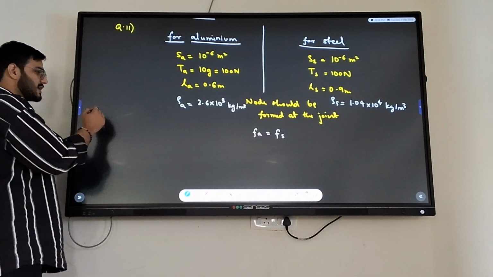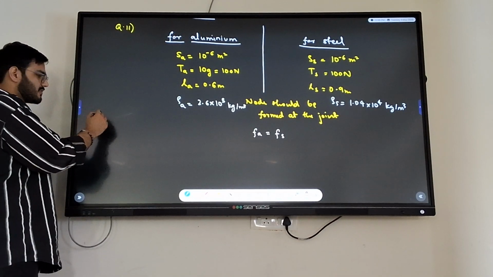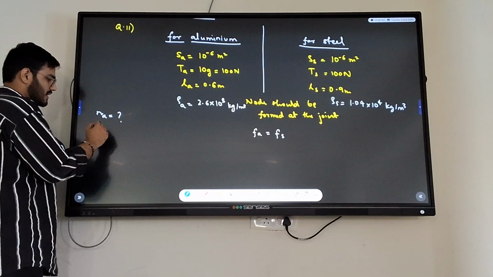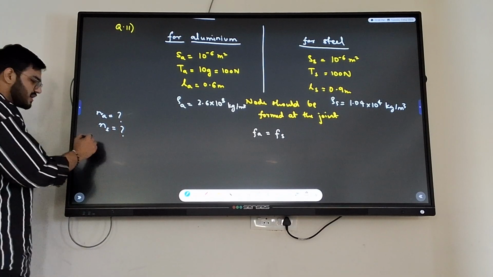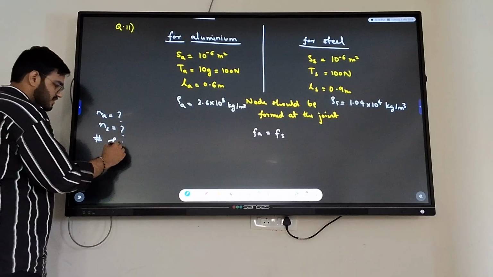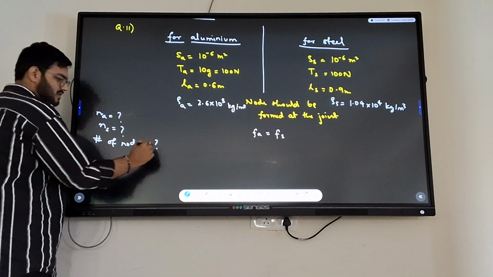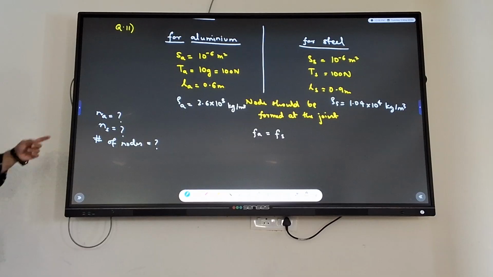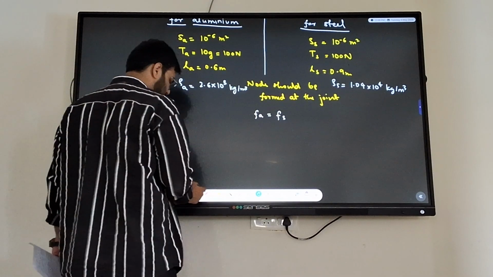Acha, what are they asking by the way? The number of modes, na? They are also asking the number of modes in aluminium and the number of modes in steel is what? Then they are also asking the number of nodes is equal to what? These things are asked. And these number of modes has to be such that it's the least possible value, the lowest possible. Good. Let's try to find it from this information that we have.